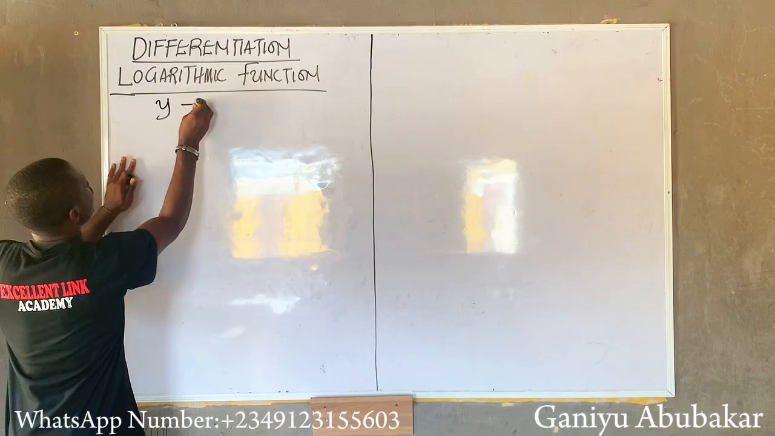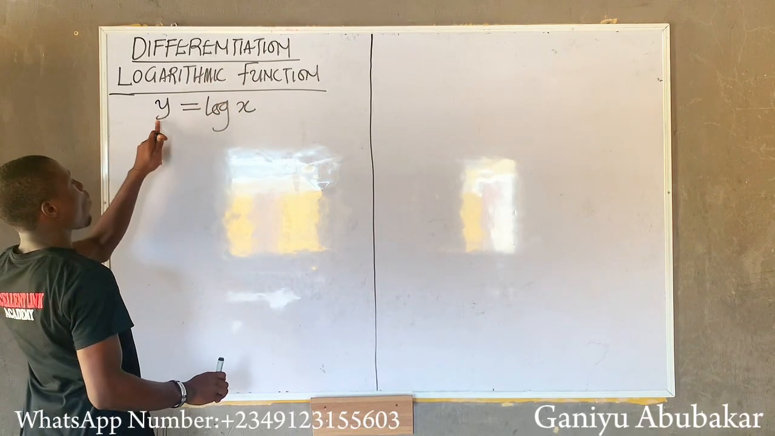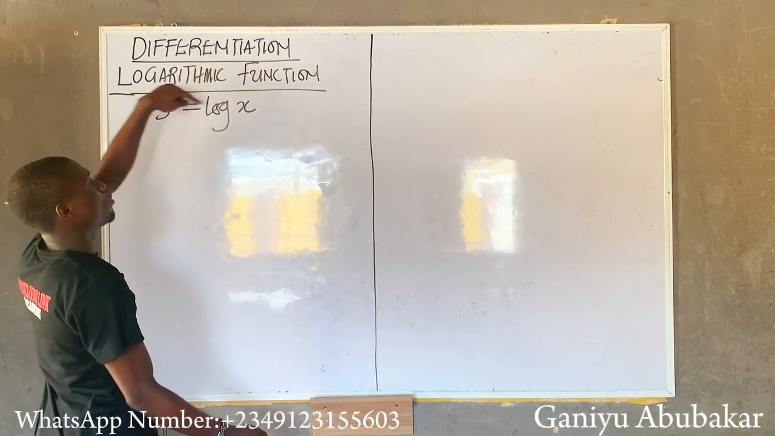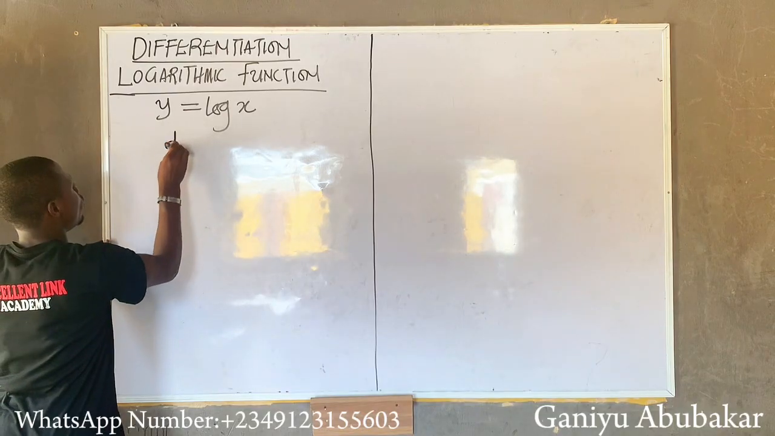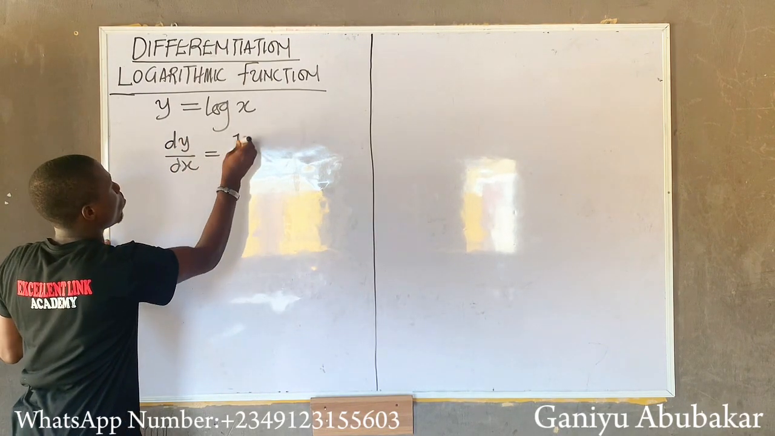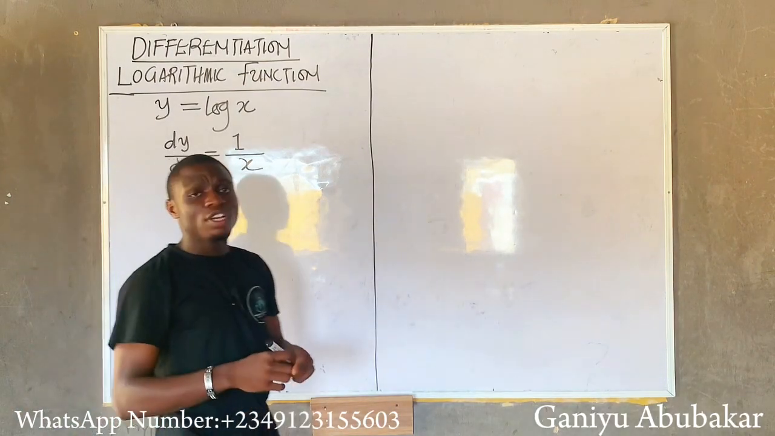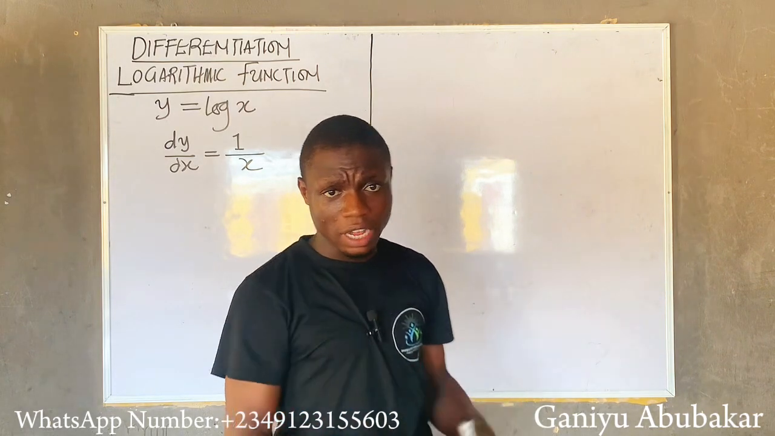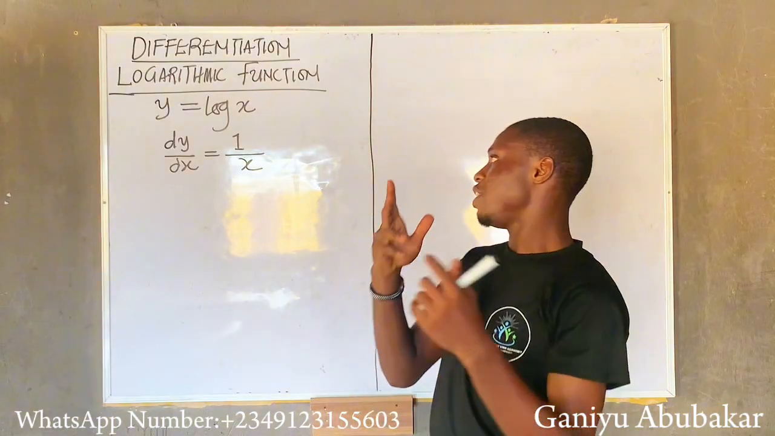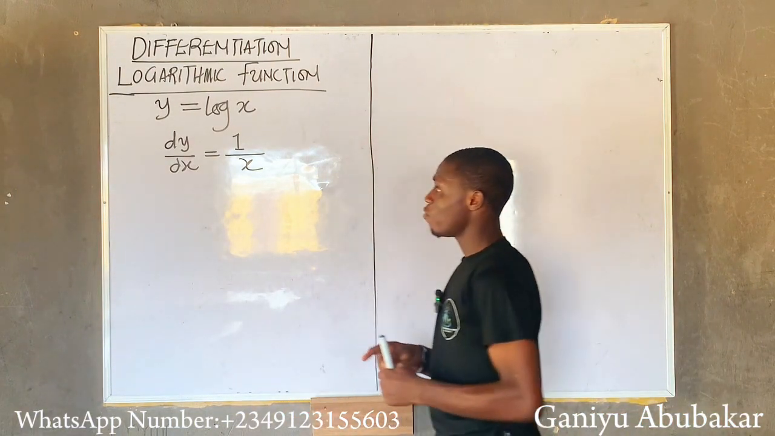given that y is equal to log x, if I differentiate y with respect to x, I'll have dy over dx is equal to 1 over x. So here's the concept. If I differentiate log x, I will have 1 over x. That's the basic concept there, right? So note that if I differentiate log x, I'll have 1 over x.